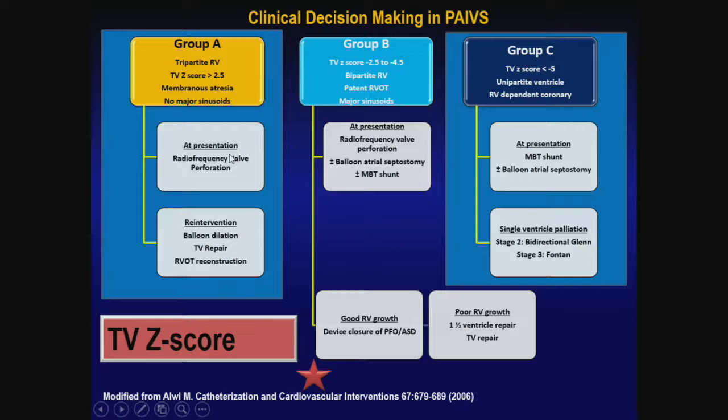In fact, there are centers in Australia and New Zealand where all they look at is the tricuspid valve Z-score. If it is more than 2.5, they assume that it's not an RV-dependent coronary circulation, and unless there is an ostial stenosis of the coronary artery, they will go ahead with decompression.